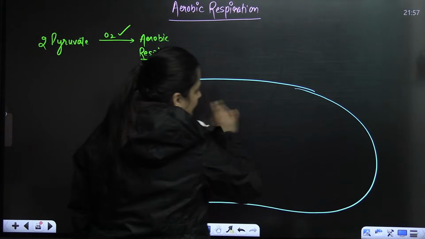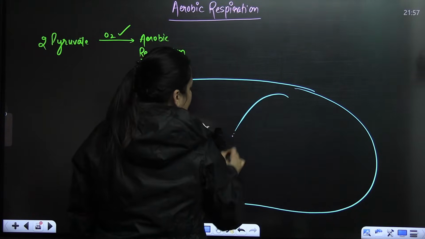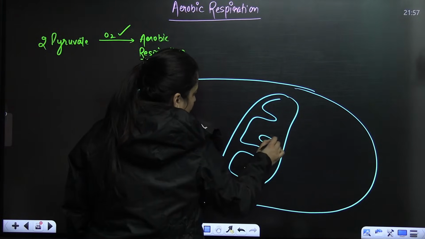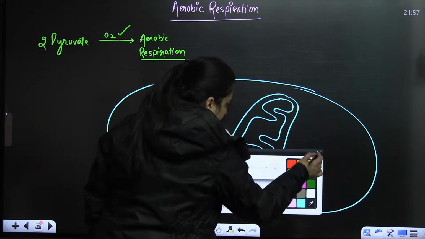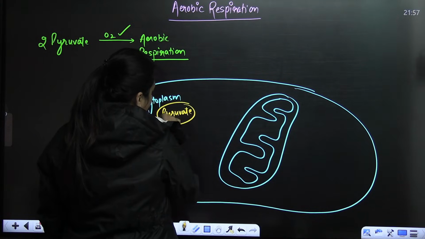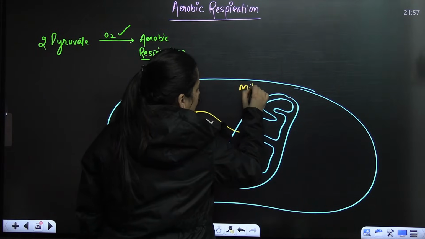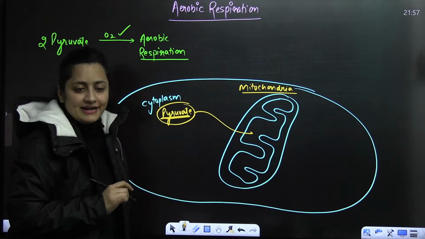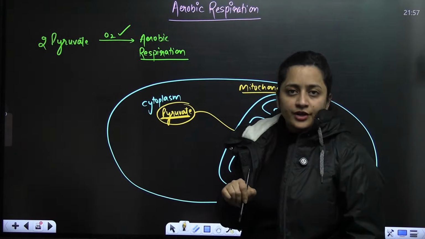Look, this is my cell. Here I have the cytoplasm. Let's talk about this organelle, which is also referred to as the powerhouse of the cell. What is this organelle? This is the mitochondria. Now this pyruvate you have to carry to the mitochondria, because mitochondria is the site of aerobic respiration. We have to pass it. Now in the mitochondria, what is going to happen?